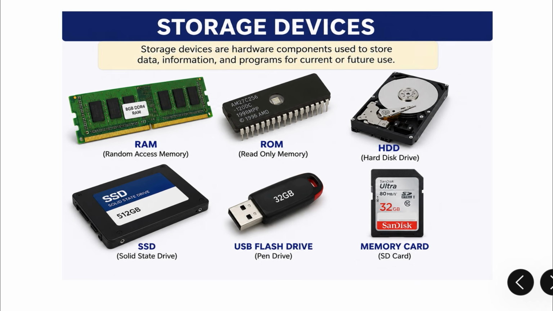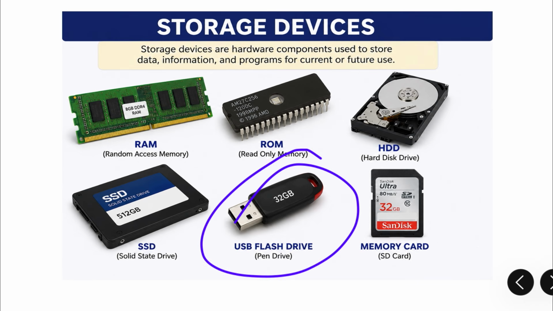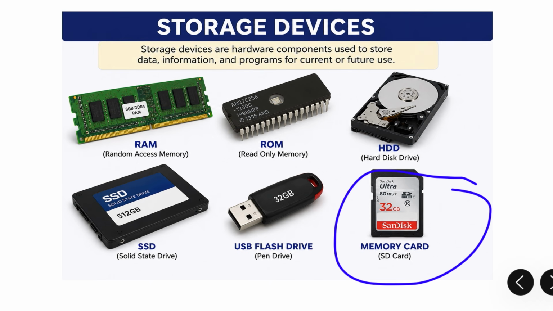Here's an important point to remember. Some storage devices, such as RAM, are used while the computer is actively working. Others, such as hard disk drives, SSDs, USB flash drives, and memory cards, are used to keep information for a longer period, even after the computer has been switched off. Think about your phone for a moment. The photos, videos, and documents you saved last year are still there because they are stored in a storage device. Without storage devices, a computer would forget everything every time it was turned off.